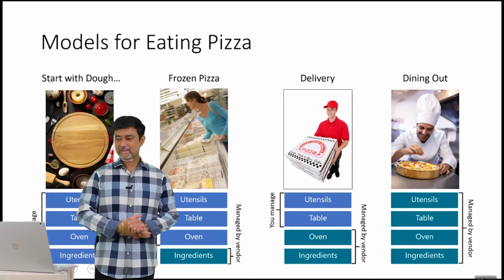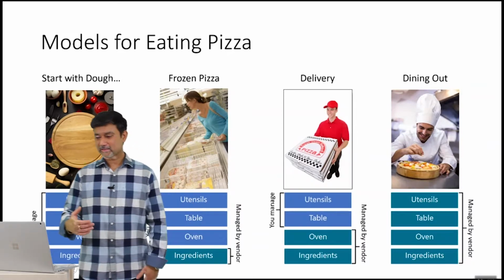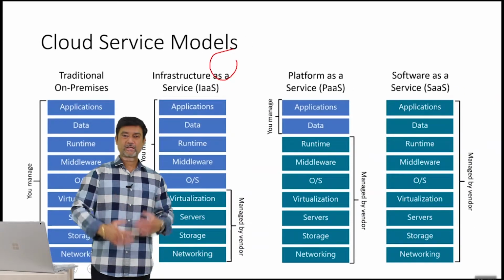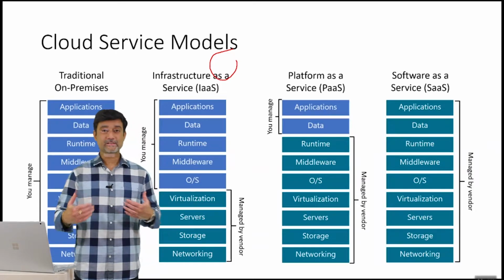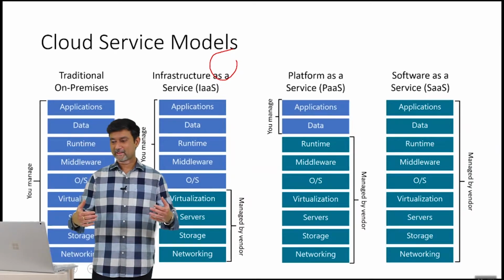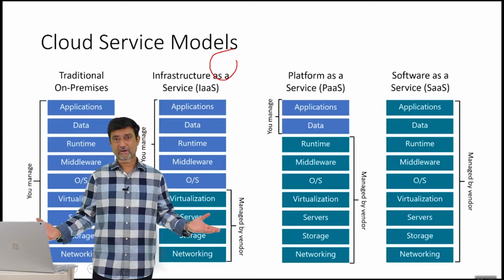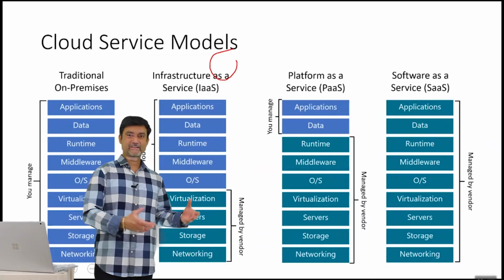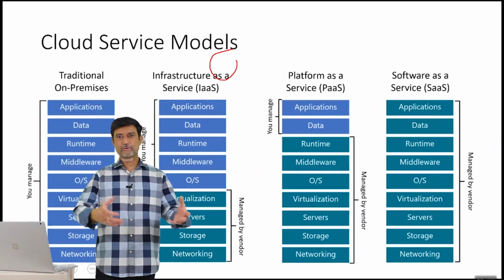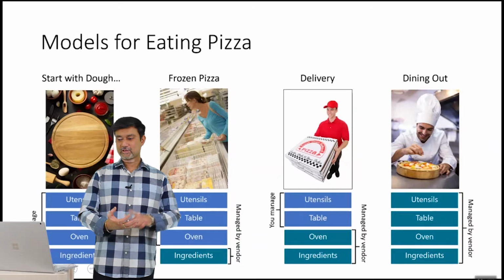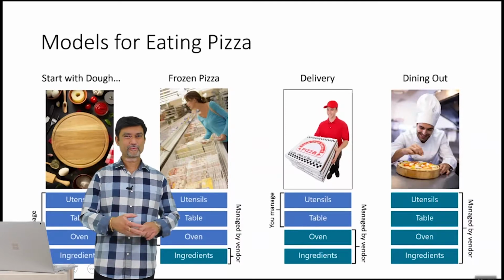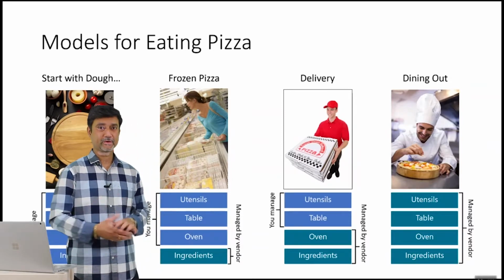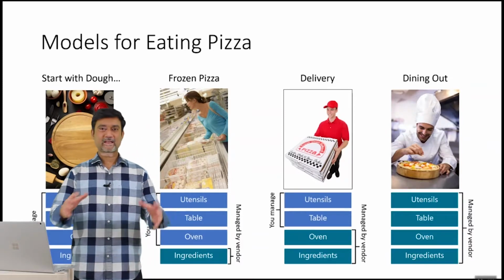Now, if it is IaaS, in that case, you manage the applications, the data, the runtime, the middleware, and the operating system. But the infrastructure is managed by Microsoft. So compared to this one, you get the frozen pizza, and now you bring that. You have the oven, your table, and utensils, but you really don't need to make the dough or get all the ingredients and everything. So that's pretty much like IaaS.